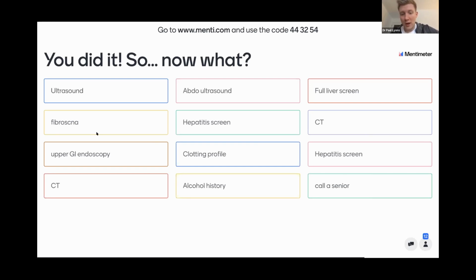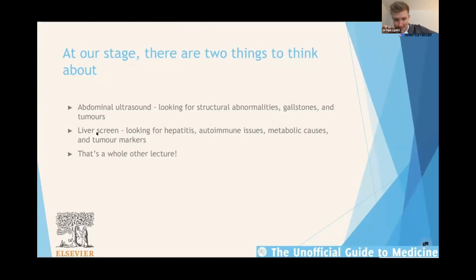Okay, so again, I'm going to try and simplify this. At our stage, FY1, and even at my stage actually, before you get to gastroenterology registrar, there are two main things that you're going to do if you get these blood results. You're going to do an abdominal ultrasound and you're going to do a liver screen.